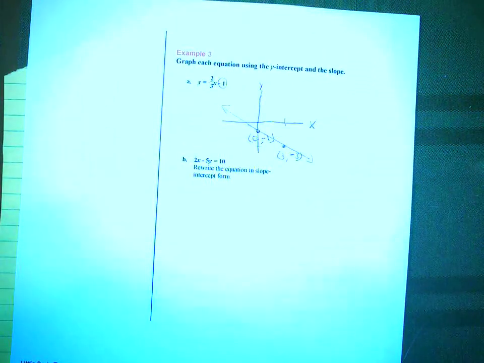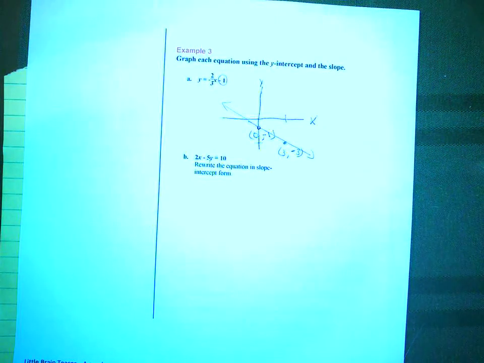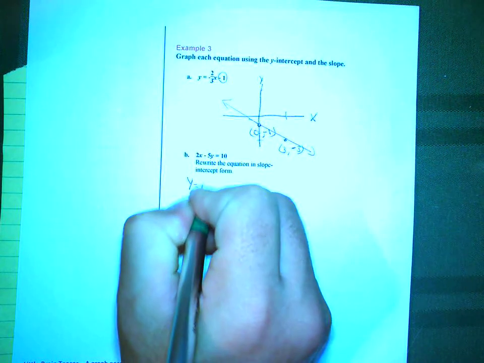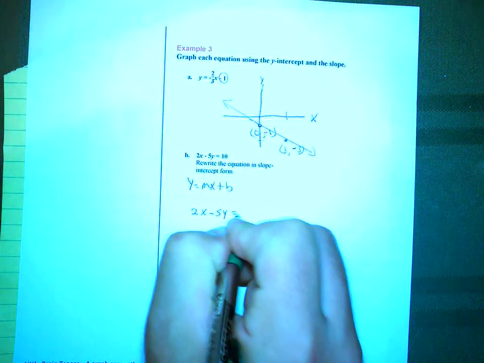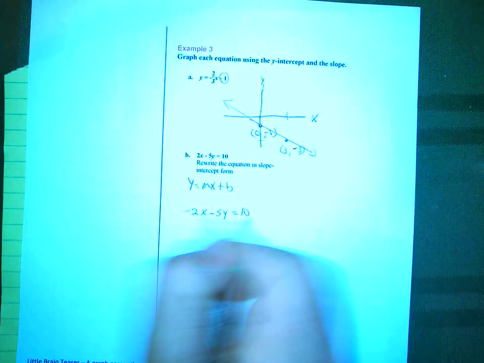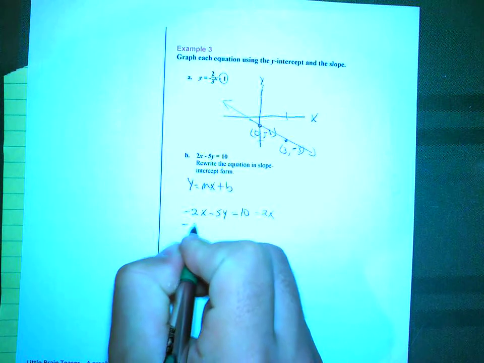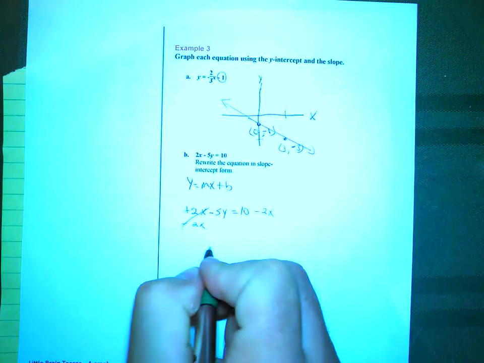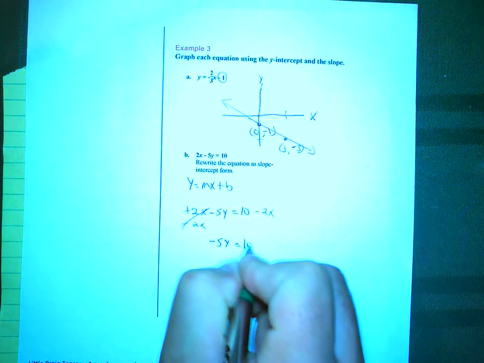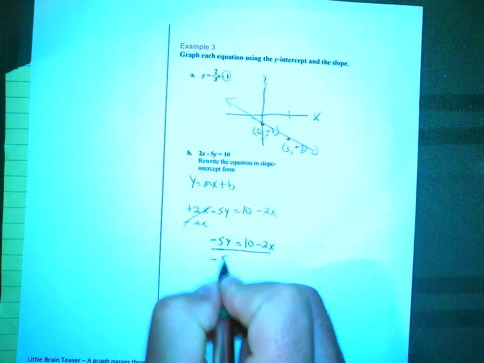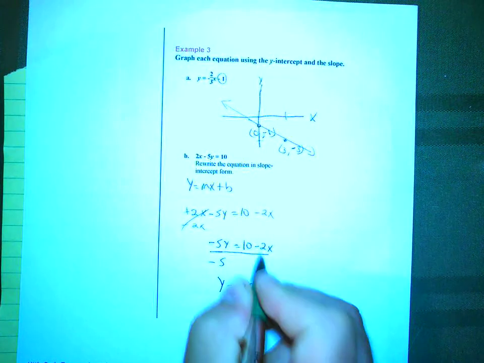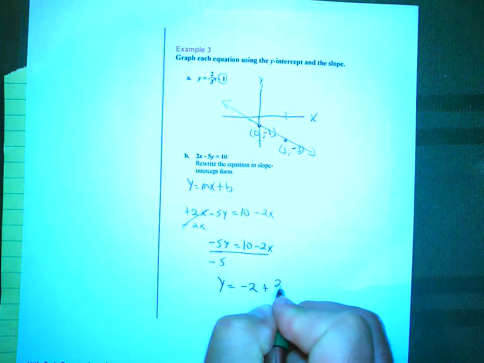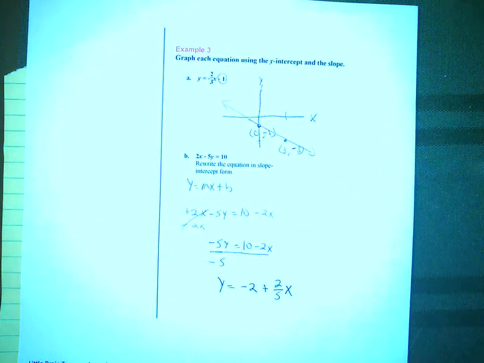Alright. Now, B just wants us to rewrite this in slope-intercept form. Remember, slope-intercept form is y equals mx plus b. So we start with 2x minus 5y equals 10. And subtract 2x from each side. That's positive, sorry. That cancels out. -5y equals 10 minus 2x. Now I need to divide the whole thing by -5. I get a positive y equals 10 divided by -5 is -2. -2 divided by -5 is positive 2/5 x. Alright, not too terrible.